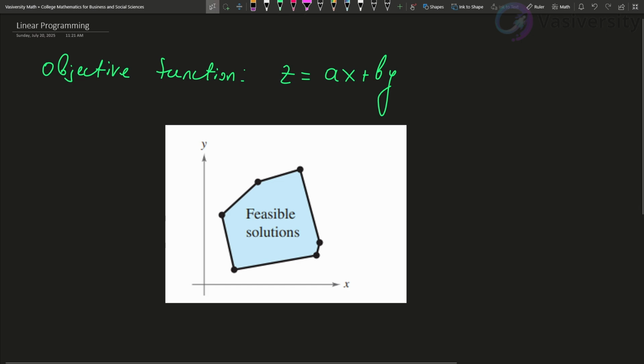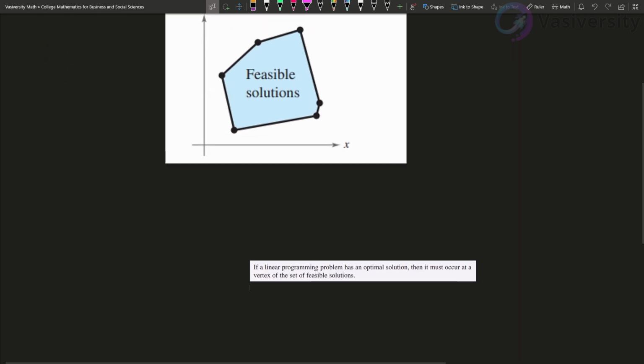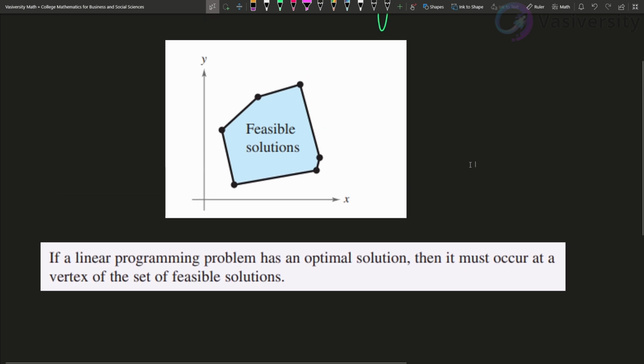So for linear programming, the first theorem is that if a linear programming problem has an optimal solution, so if we know that there is a maximum or a minimum, then it must occur at a vertex of the set of feasible solutions. So what are the vertices here? It's this point, this point, this point, this point, this point, or this point. We have to consider those points in order to find the optimal solution.